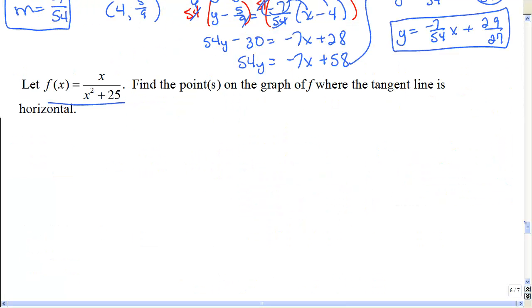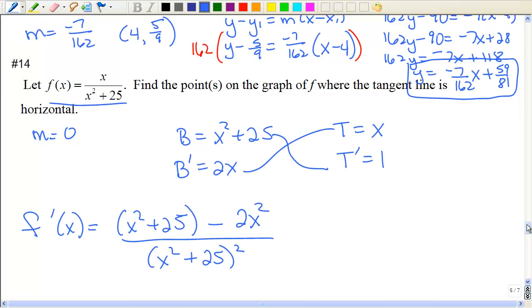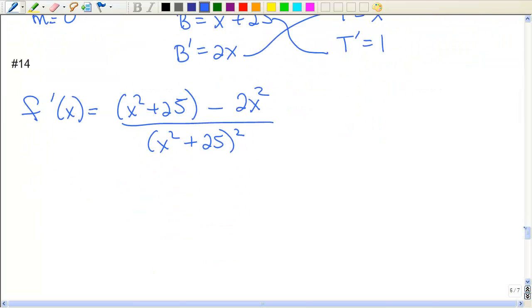Okay, so the next one says, find the points on the graph where the tangent line is horizontal. We did this in the last section. That means that we want the slope to be 0. So that means the slope is the derivative, so I've got to find the derivative of our function. Notice that it is a quotient, so I'm going to use my quotient rule. So I have the bottom function and the top function. I have to set that equal to 0 and solve for x.